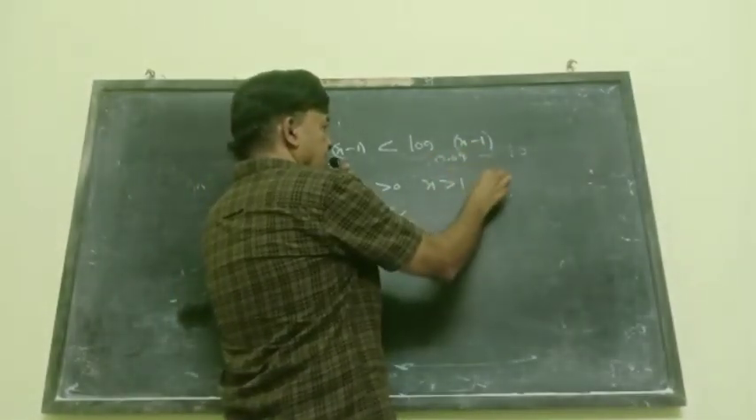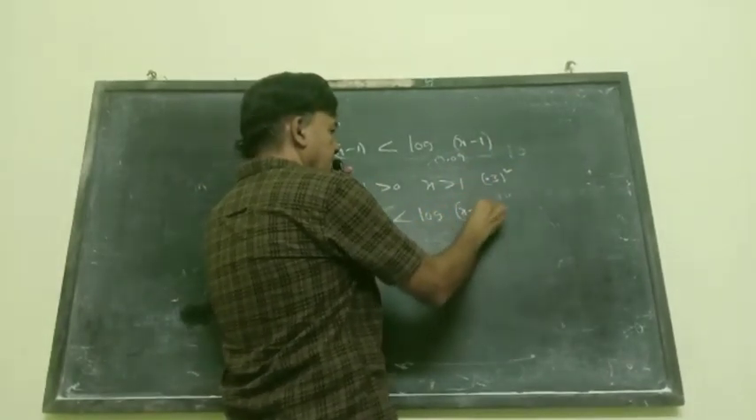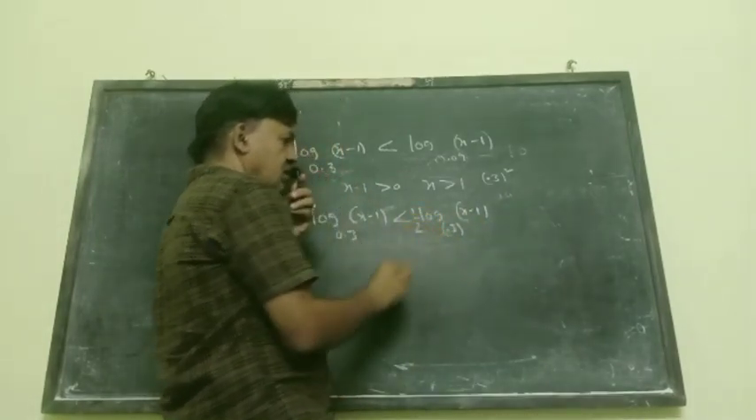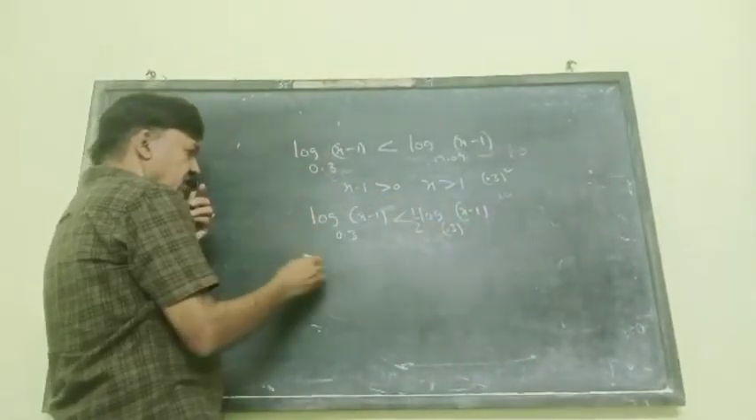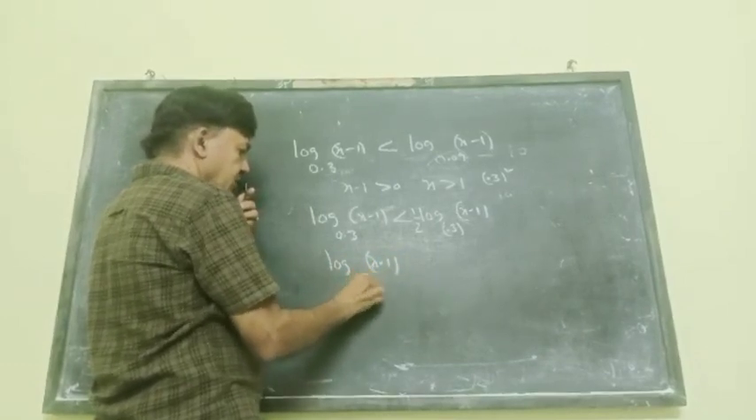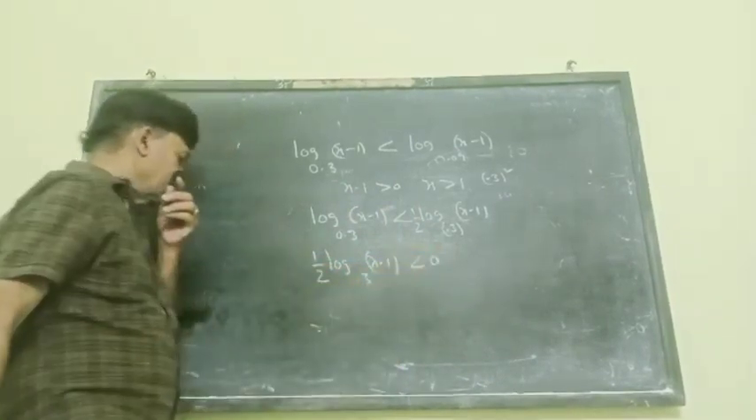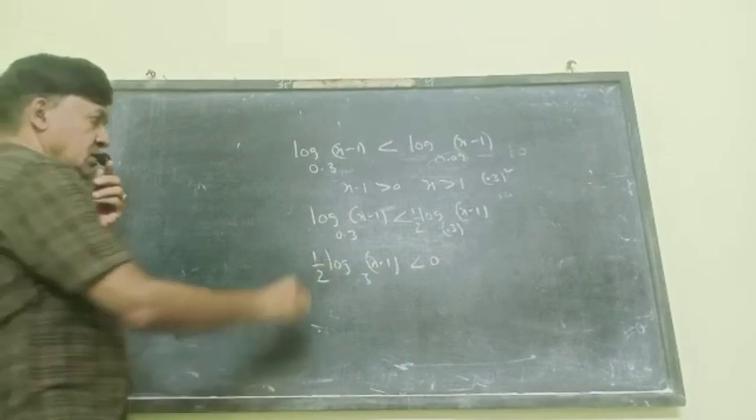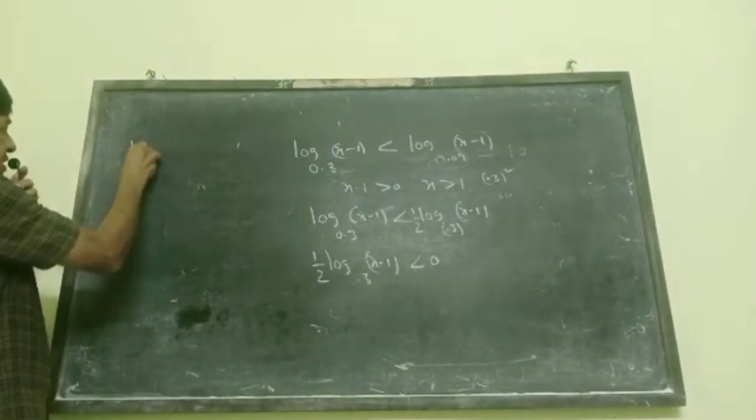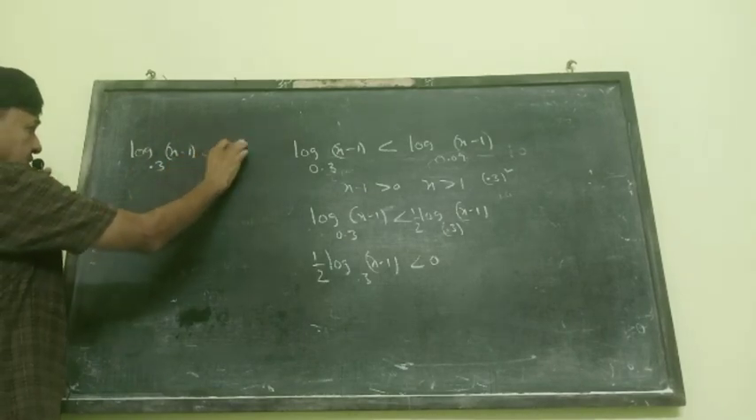See, this can be written as 0.3 whole square. So log x minus 1 to base 0.3 whole square. These two can be brought here. You bring everything onto one side. Log x minus 1 to base 0.3, 1 minus 1 by 2 is what? 1 by 2. Like this. 1 by 2 you can cancel. So you are having log x minus 1 to base 0.3 less than 0.